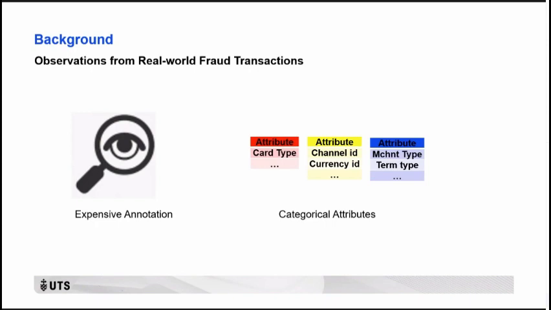We summarize the following 2 major observations from real-world fraud transactions. First, the label data is expensive. The number of fraudulent transactions is much less than legitimate ones. Therefore, it's difficult to achieve satisfactory performance through supervised methods. Second, there are many categorical attributes for each transaction, such as card type, card issuer, merchant type, and terminal type. Although these attributes are heterogeneous and noisy in the real world, they also can help us find more fraud patterns.